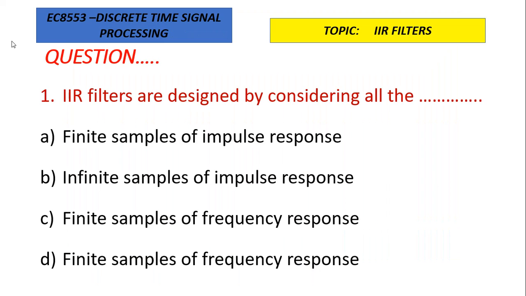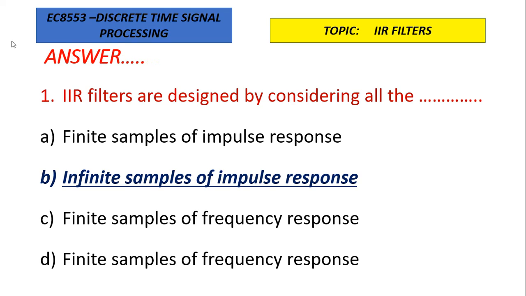The first question is: IIR filters are designed by considering all the dash. We know IIR filters are infinite impulse response filters. As the name indicates, it is having infinite samples. So IIR filters are designed by considering all the infinite samples of the impulse response. So the answer for this is option B.